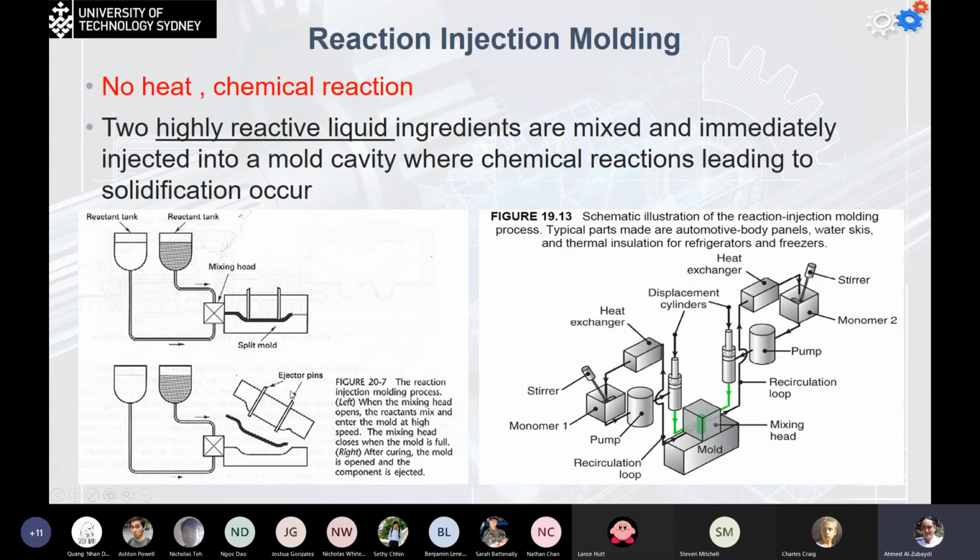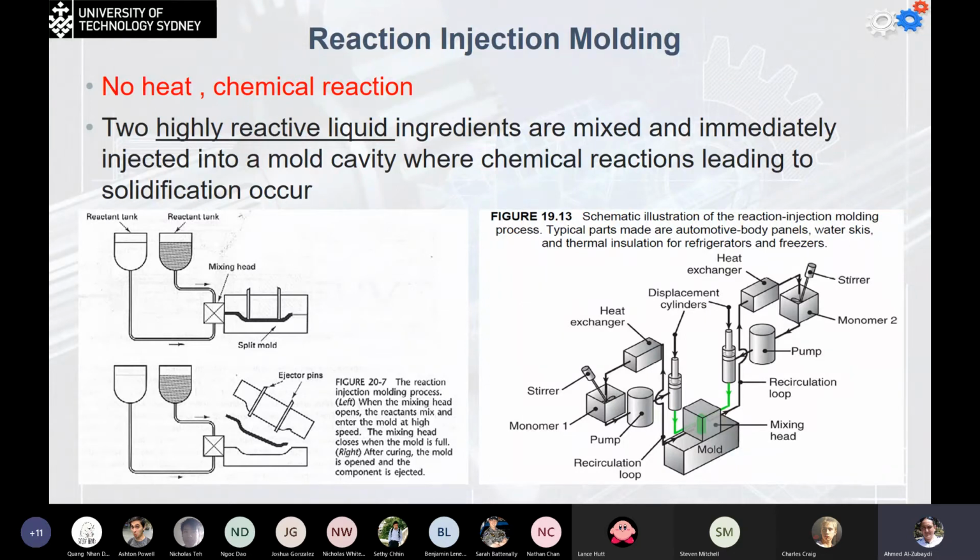We can have another method, which is reaction injection molding. Now, in that case, we are not going to use heat. We are going to use only a chemical reaction. Two highly reactive liquid ingredients are going to be mixed and immediately injected into the mold cavity, where the chemical reaction leads to solidification.